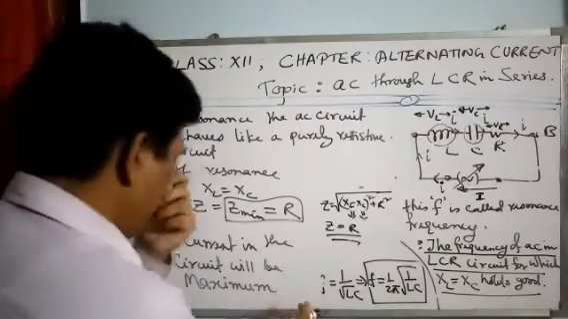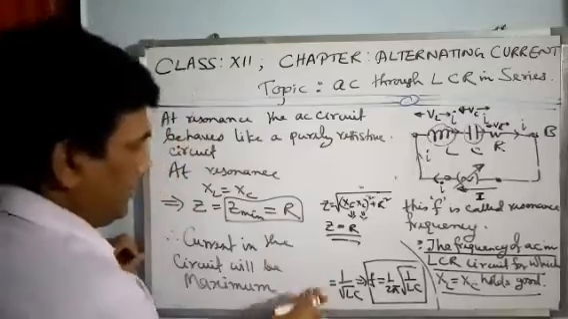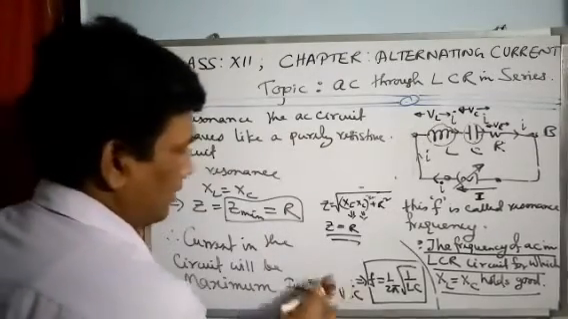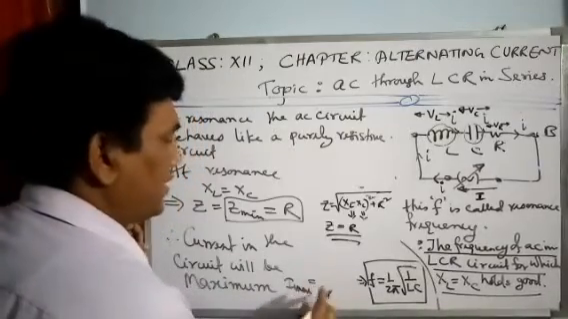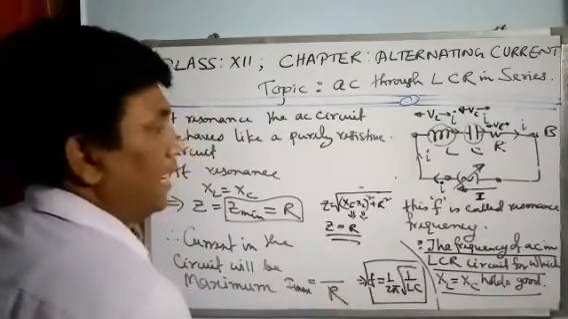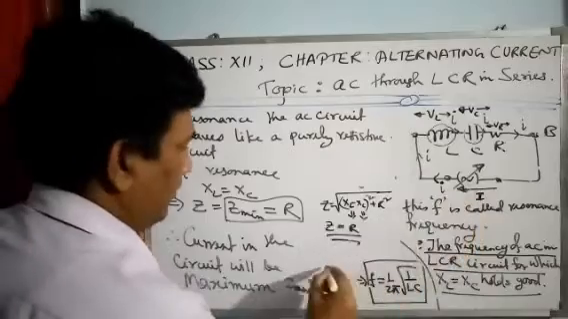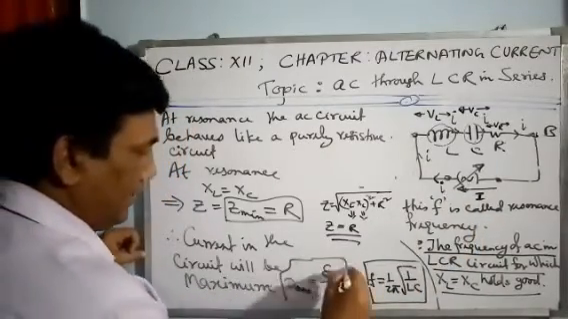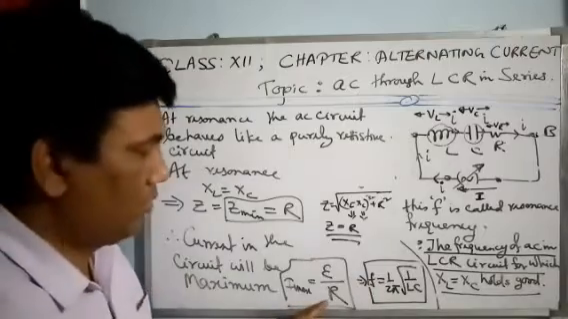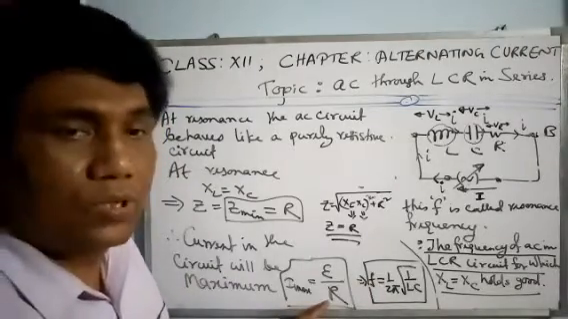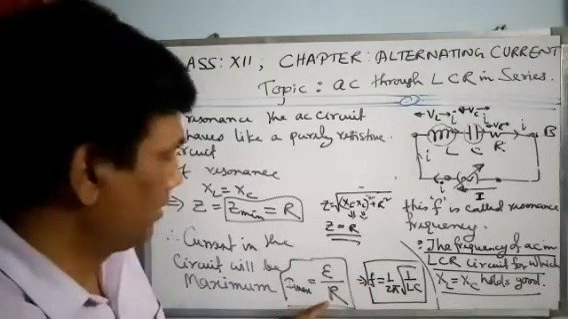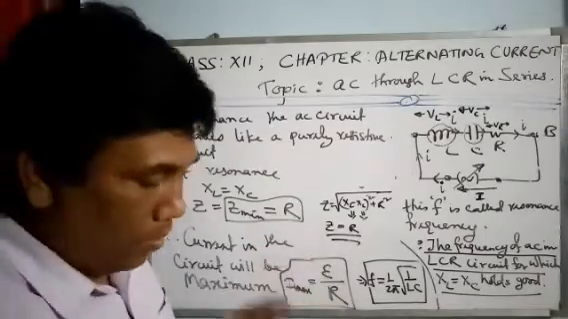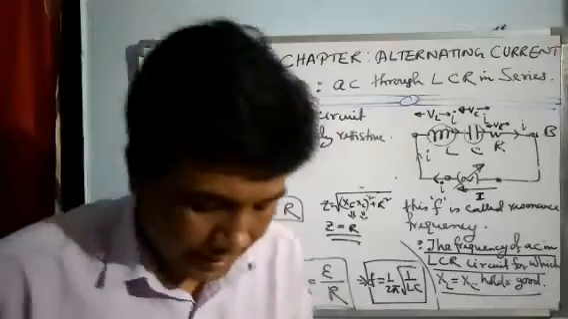And what will be the maximum current? You can calculate. I max equal to voltage upon resistance. Resistance will be simply R. Are you getting my point? And voltage is this. But initially it was not R. It was under root of (XL minus XC) whole square plus R square. But now it will be simply R at resonance. Okay, again, I am repeating the example.